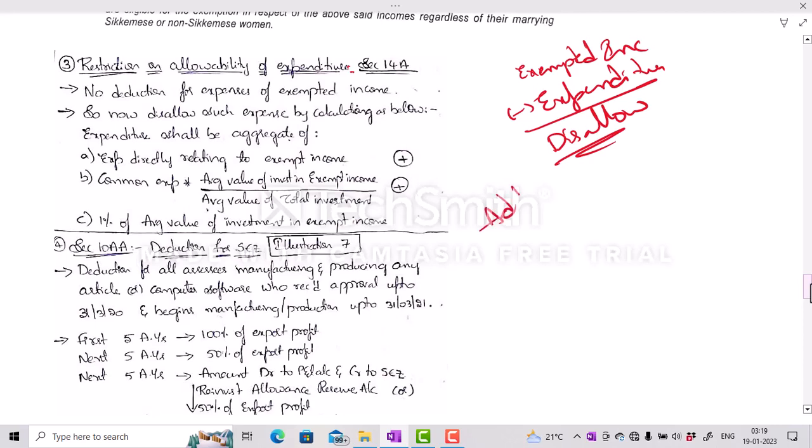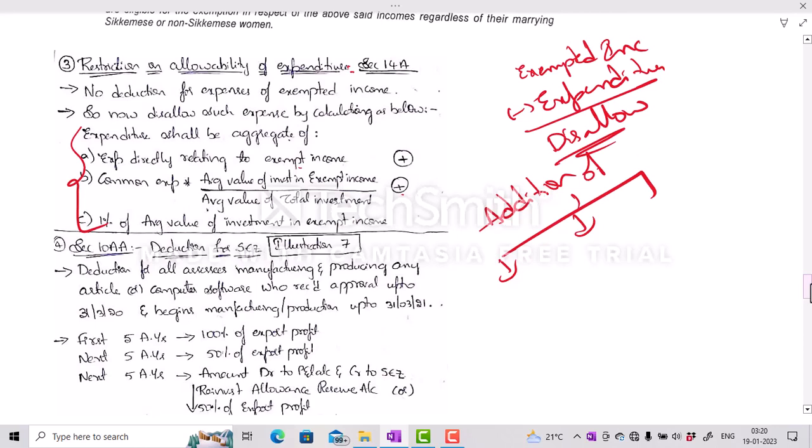Addition of 3 items basically. All these 3. Expenditure directly incurred for exempted income plus common expenditure into average value of investment in exempt income by average value of total investment plus 1% of average value of investment in exempted income. Sum of all this expense will be disallowed from the expenses, because we incur it for exempt income. As exempt income is not taxable, we have no right to claim such expenditure incurred on exempted income.